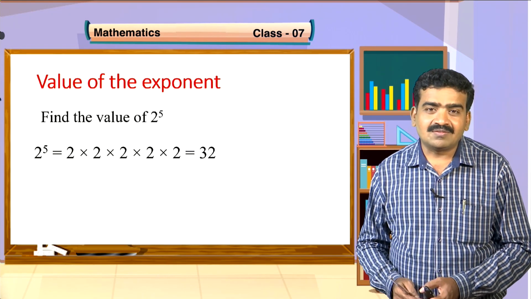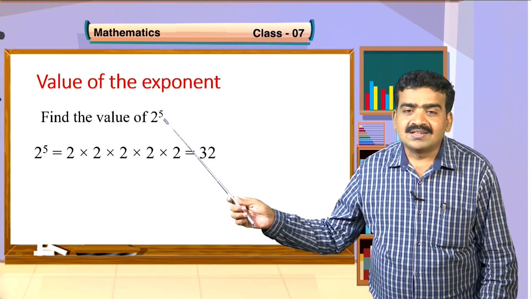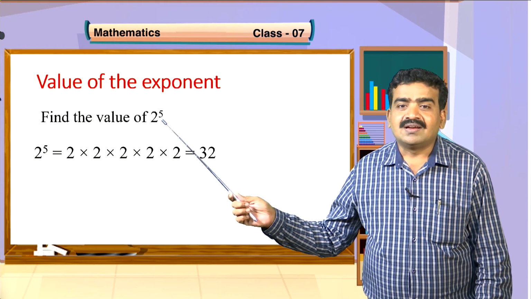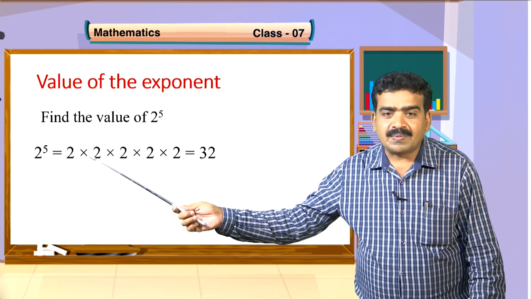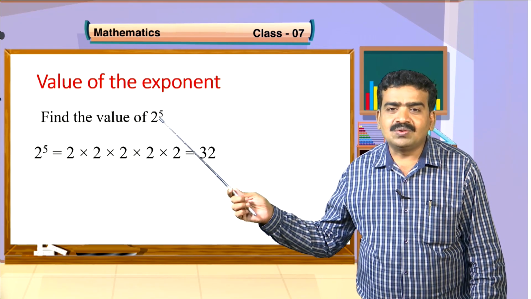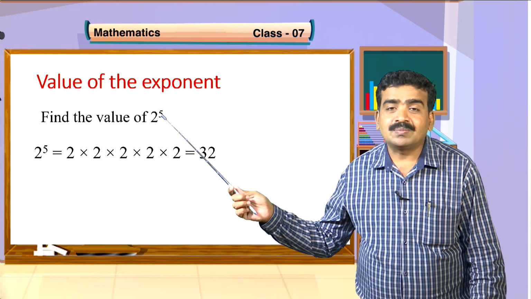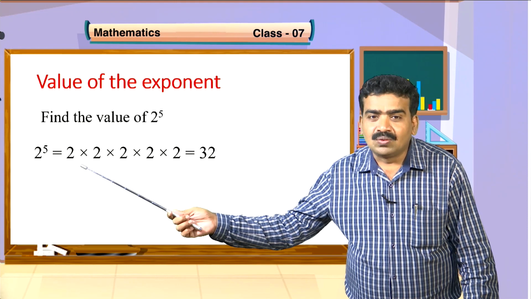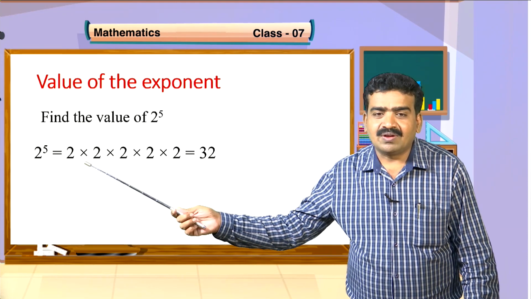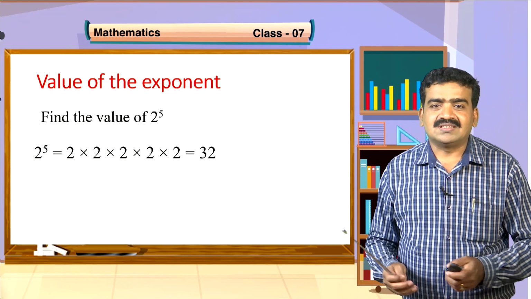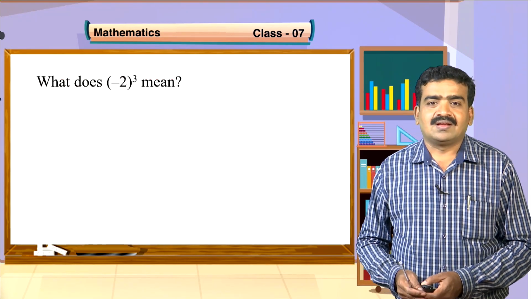How to find the value of the exponent? We have to look at the base as well as the exponent of the given expression. So, we have to expand the number according to the power given. Here, 2 to the power of 5 means 2 is repeated 5 times. That is why we have to multiply 2 five times. When we multiply 2 five times, we will get 32. That is the value of the exponent.